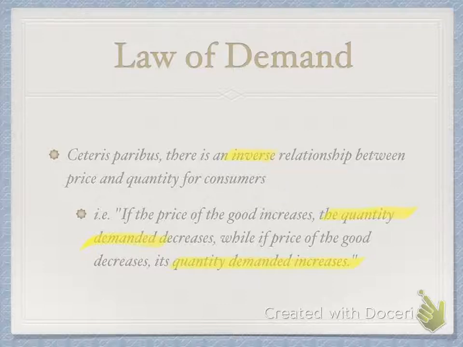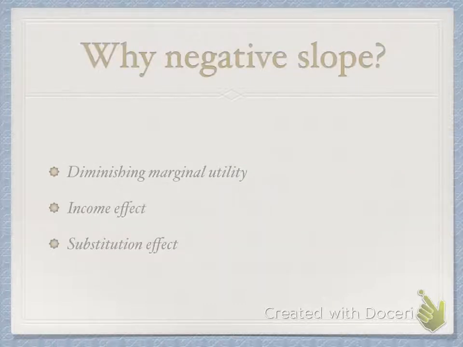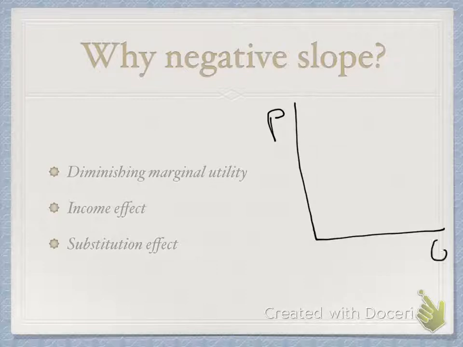And it's really important to emphasize that because we don't want to say that as the price decreases, the demand increases. We want to say the quantity demanded increases. You'll see why in a minute. There are 3 reasons that economists give for this negative slope.